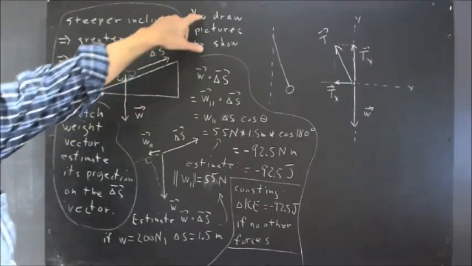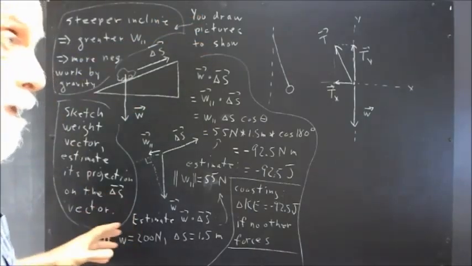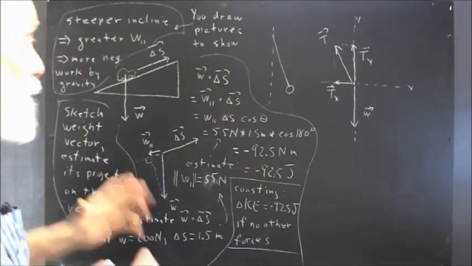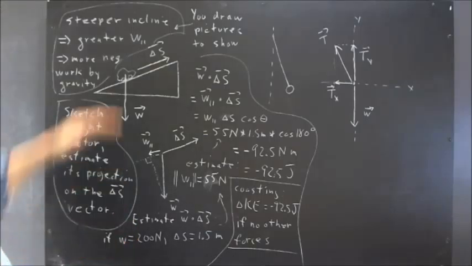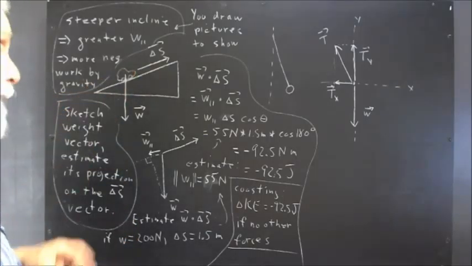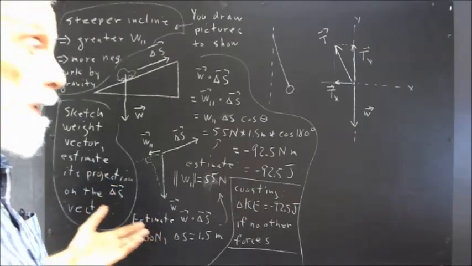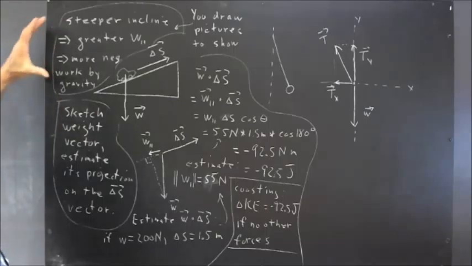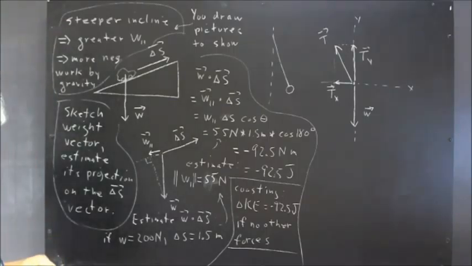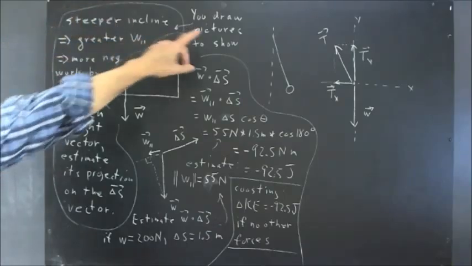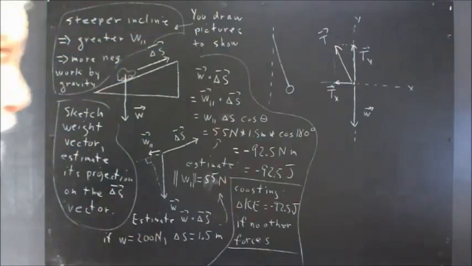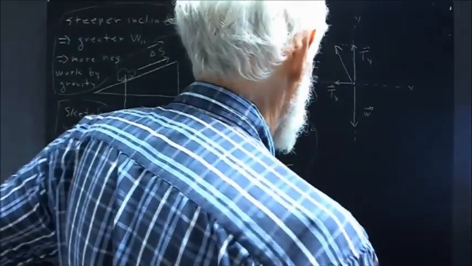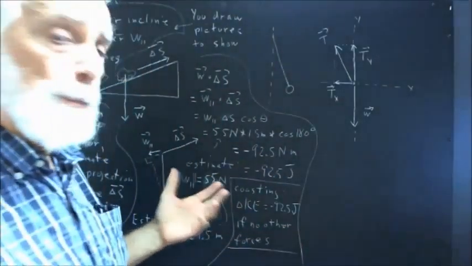Now, I want you to draw pictures to show this. I want you to convince yourself of it. I want you to have that visual understanding of what goes on on an incline. This is going to be very important. We're going to be talking about potential energy very soon, and you've got to have that connection. You figure out what conditions are necessary to make this so. Draw the pictures.